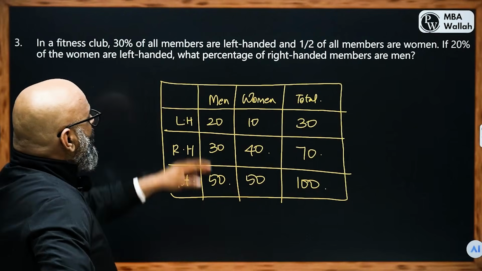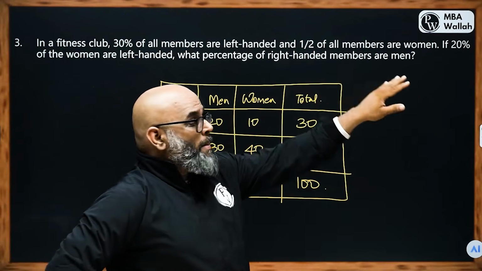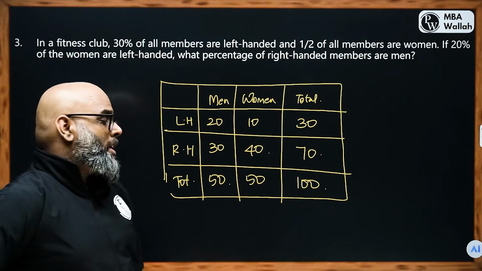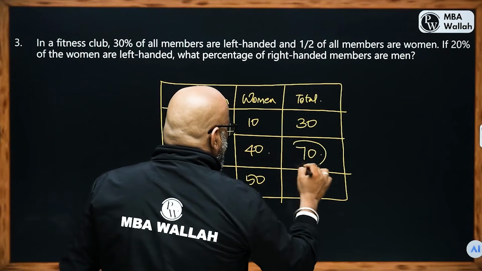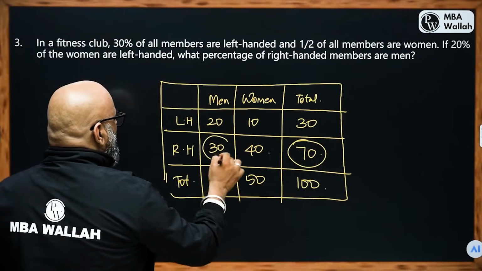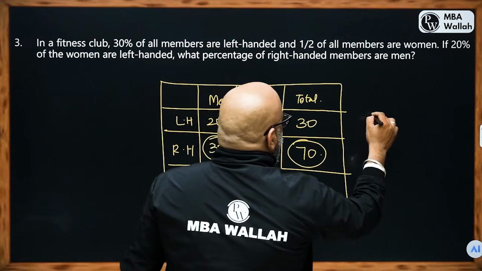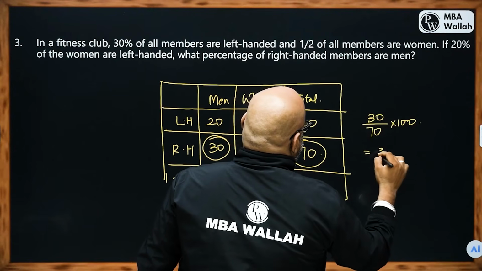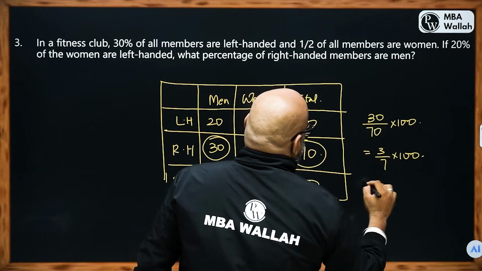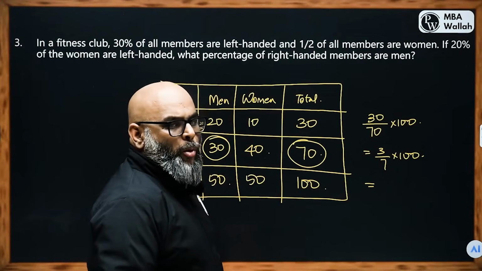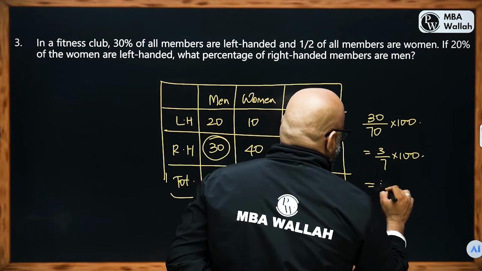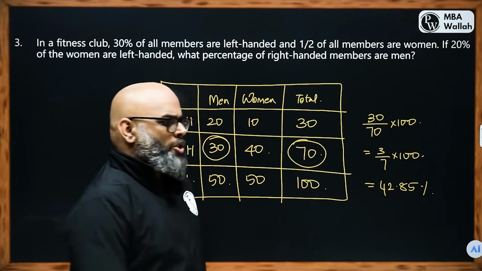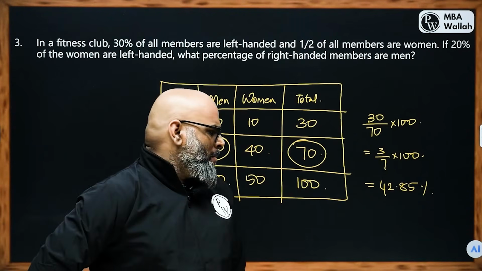The question says, what percentage of right-handed members are men? Out of the right-handers, entire right-handers, what percentage are men? I happen to have 70 right-handers overall. 30 of them are men. So I can say 30 out of entire 70 are right-handed. That will be 3/7 of 100. 1/7 is 14.28. So 3/7 would be 42.85%.